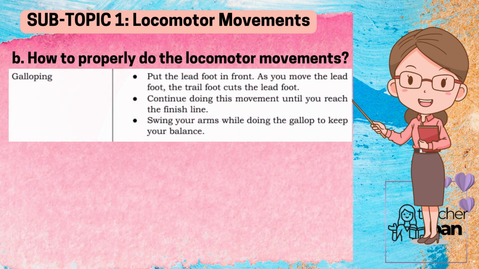Galloping. Put the lead foot in front. As you move the lead foot, the trail foot cuts the lead foot. Continue doing this movement until you reach the finish line. Swing your arms while doing the gallop to keep your balance.